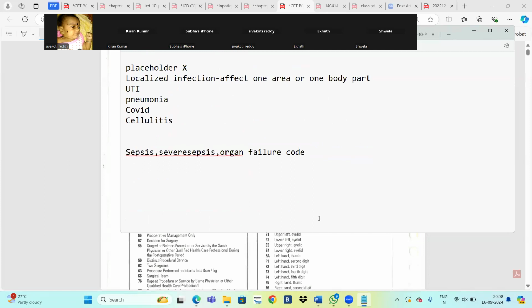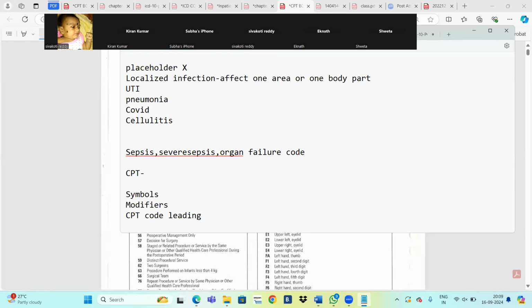So first, what do we need to learn in the CPT book? First, symbols, modifiers, and CPT code leading. These three things we need to cover in the CPT. Clear? So first we can go with how to use the book.